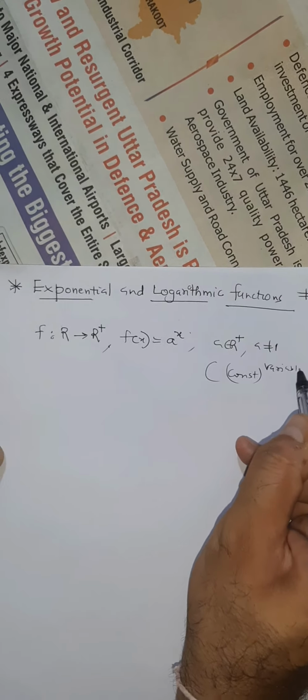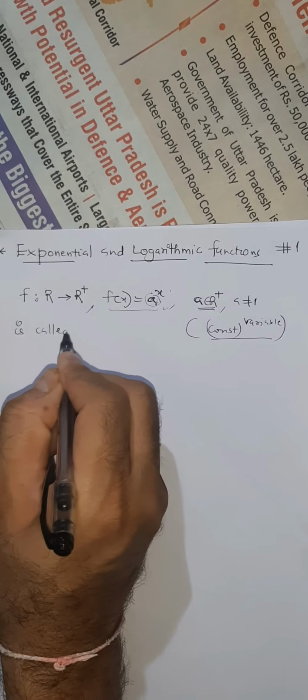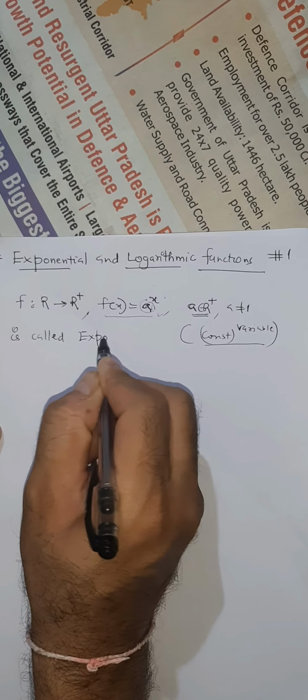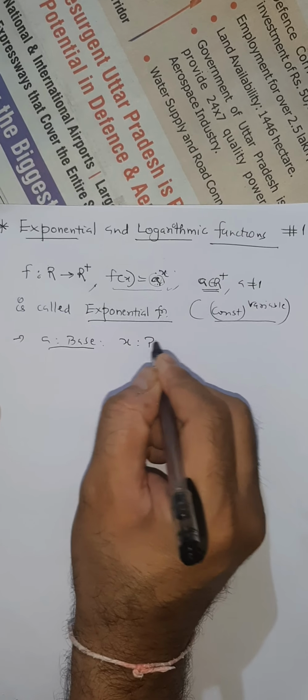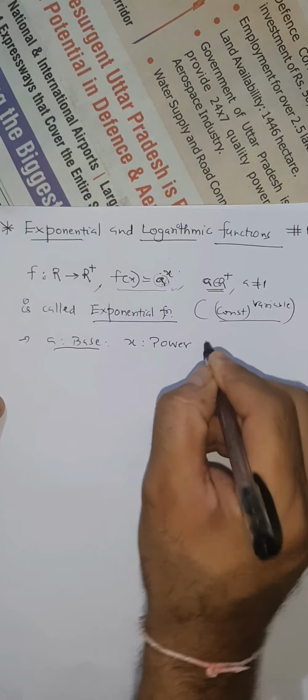If it is 1, then this becomes constant, since 1 raised to anything is 1. So a function defined in this way, a raised to x, is called an exponential function. Constant raised to variable. Here a is sometimes called the base, and x is the exponent or power. That's why this is called an exponential function.